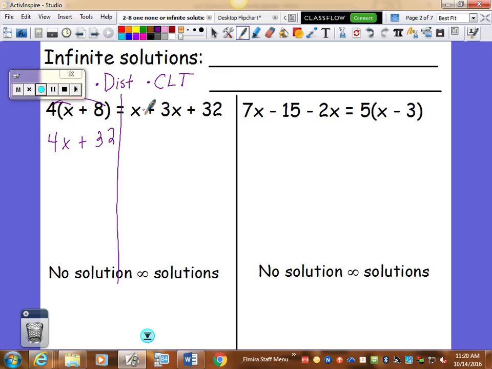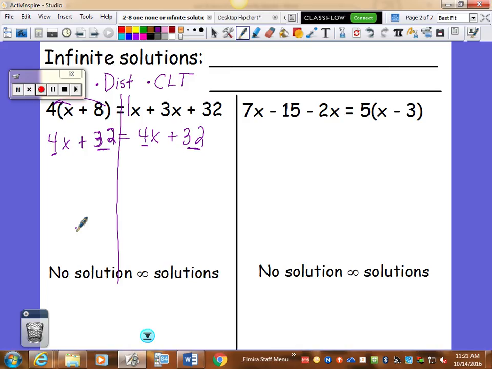Okay, then we go to the other side. I don't see any distributes on this side, but I do have 1x plus 3x is 4x, and then plus 32. So I've looked for any distributing I could do and any like terms on each side that I can combine. And what I notice is that I have 4x plus 32 on the left-hand side and 4x plus 32 on the right-hand side. They're exactly the same. The same coefficient, the same constant, identical.